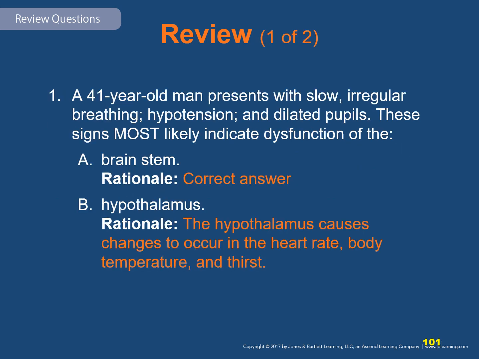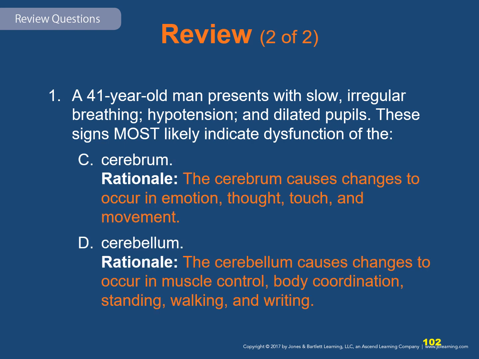Let's look at the incorrect answers. B, hypothalamus. Remember I said make sure you learn which regions of the brain do what. Hypothalamus is incorrect because the hypothalamus causes changes to occur in heart rate, body temperature, and thirst. The cerebrum is incorrect because the cerebrum causes changes to occur in emotion, thought, touch, and movement. And cerebellum is incorrect because the cerebellum causes changes to occur in muscle control, body coordination, standing, walking, and writing.